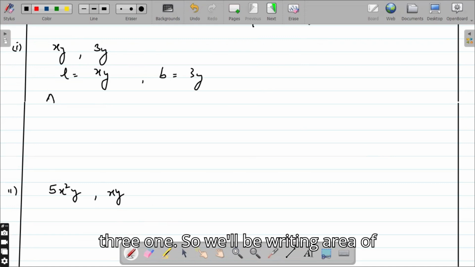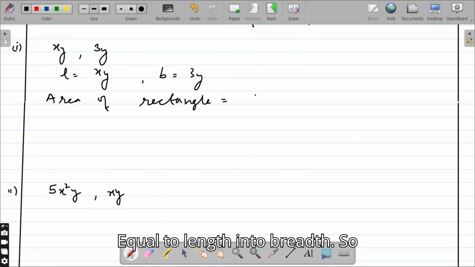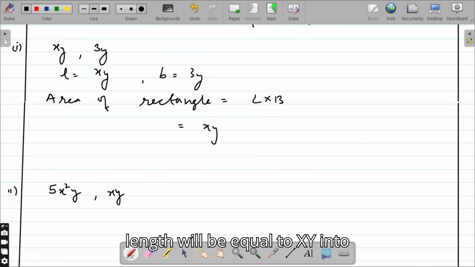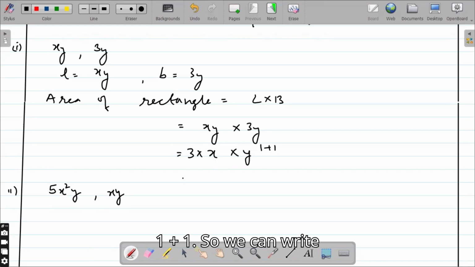So we'll be writing area of rectangle equal to length into breadth. So length will be equal to xy into breadth 3y. So we'll be writing 3 into x into y^(1 plus 1). So we can write 3xy squared. This is our answer.